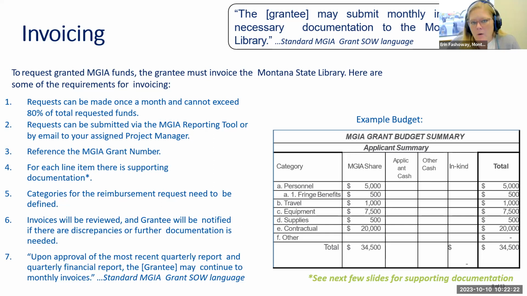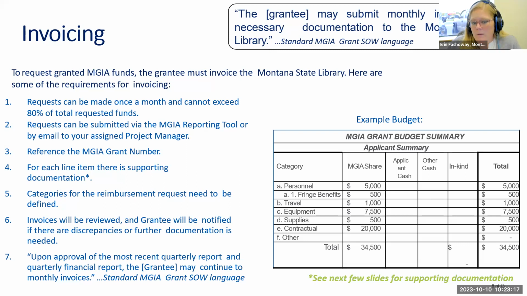We ask that you submit your invoicing using the MGIA grant reporting tool. That's new this year. Or you can email it directly to your assigned project manager. We ask that you reference the grant number in your invoice, and then for each line item that you have supporting documentation. On the right, you will see an example of the budget, that summary that was part of your application and then further negotiated upon award of your grant. And so all your information has to be laid out according to each category and defined in your line items.